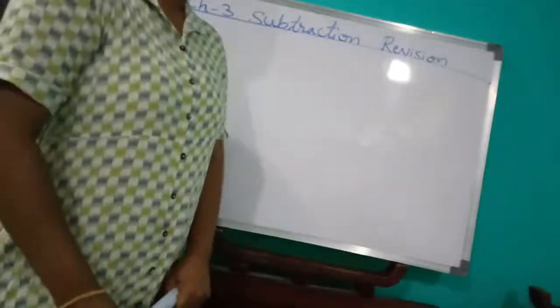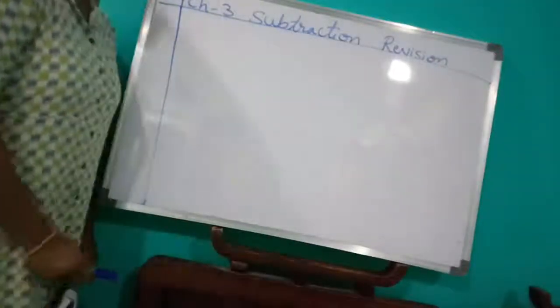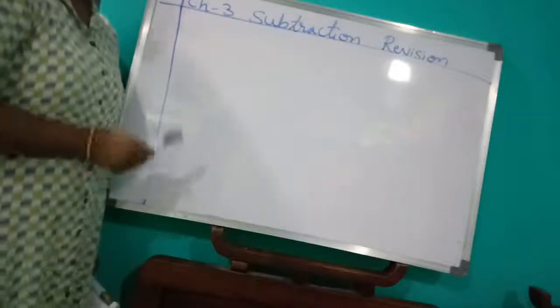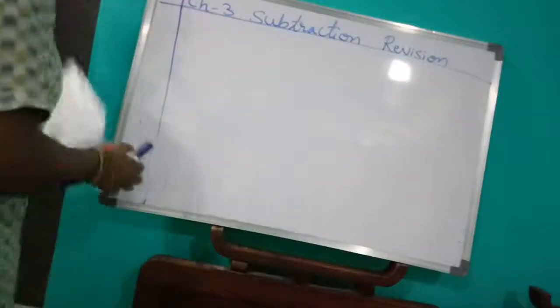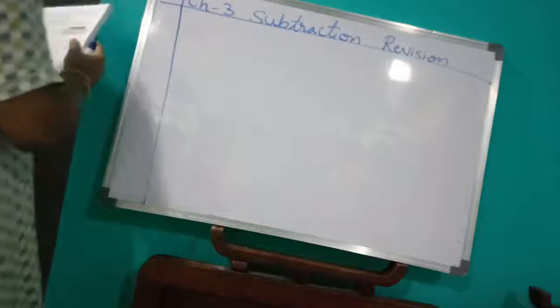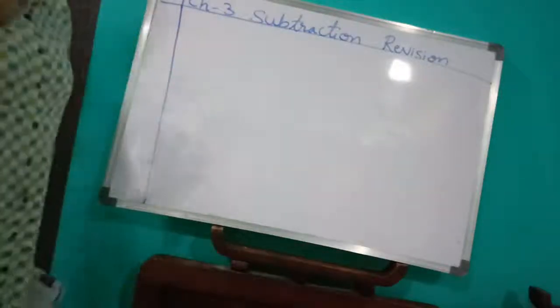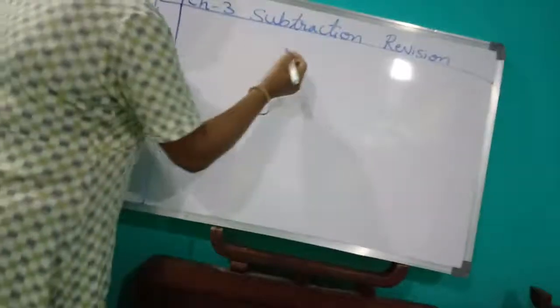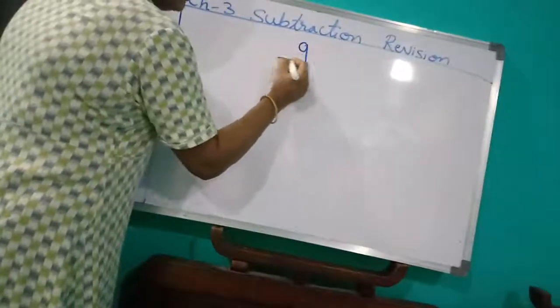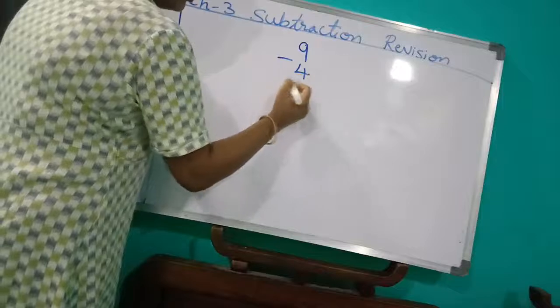Yes, children. In the previous class you learned addition. Today I will teach you subtraction. Okay? See, subtraction is a mathematical operation to find the difference between two numbers. Yes or no, children? See, for example, 9 minus 4.